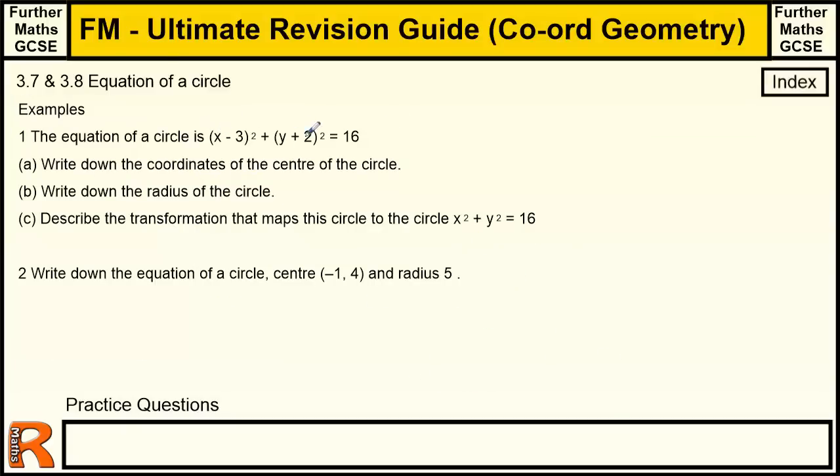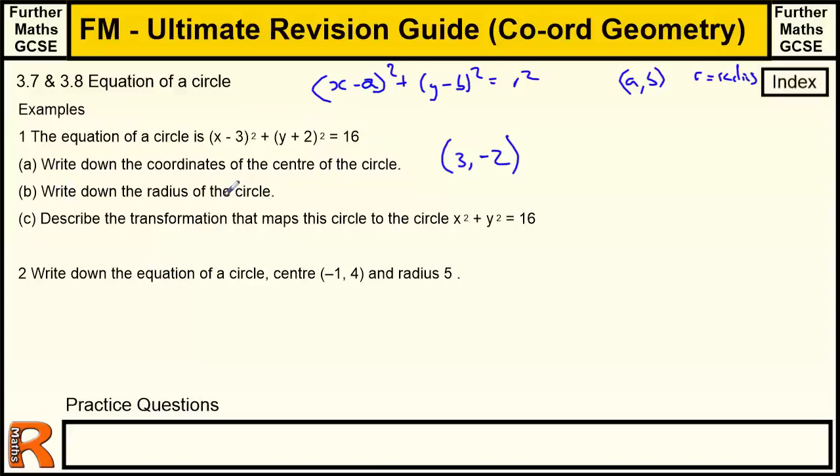Okay, so remembering that it's x minus a squared plus y minus b squared equals r squared, where a, b is the centre and r is the radius. Write down the coordinates of the centre of the circle. So minus a is a, so minus 3, so the x coordinate is 3, and we've got plus 2 here, but we want minus, so we actually need b to be minus 2. If we have minus minus 2, we get plus 2. So that gives us our coordinate of the centre.